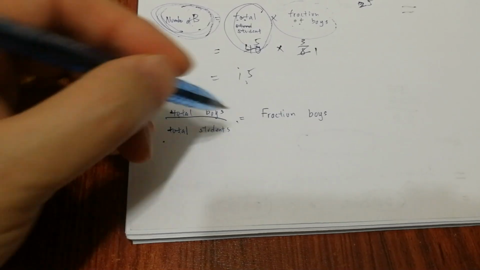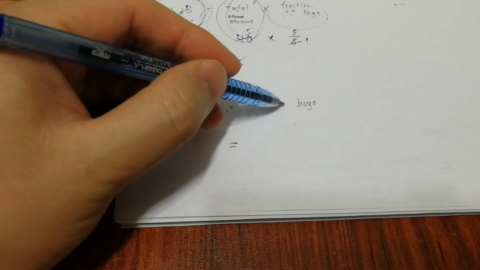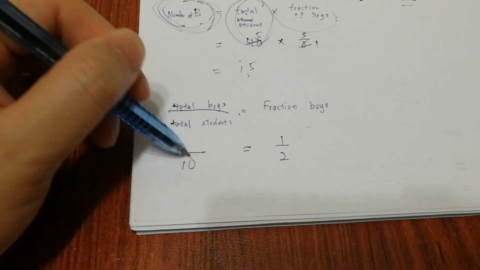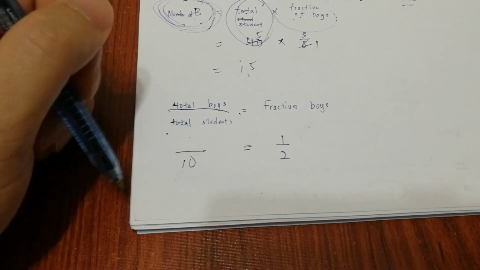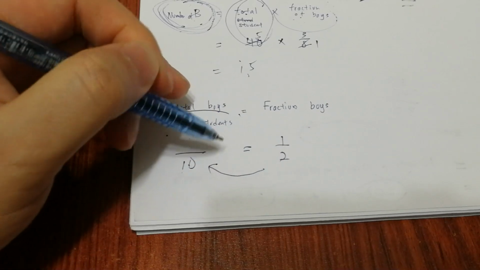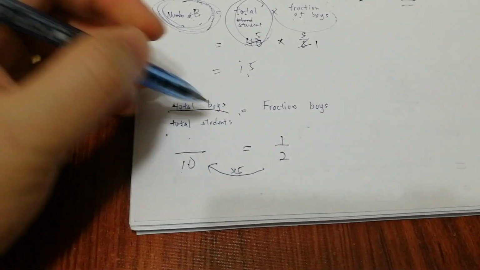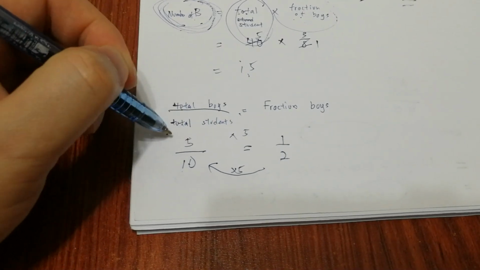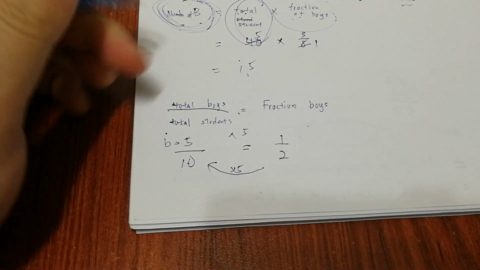Now, if I tell you that this fraction of boys is 1 over 2, and the total number of students is 10, how many boys are there? The first question you think is, 2 times what becomes 10? Times 5. So this one will also become 5. So the number of boys is 5.